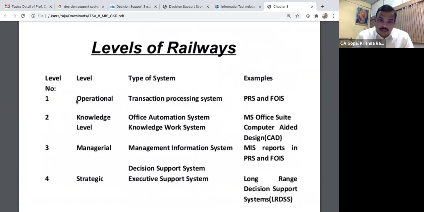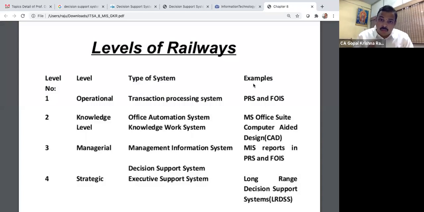Railways, operational level transaction processing system. Now the example is PRS. What is PRS? Passenger reservation system. Passenger reservation system is a transaction processing system. Okay, and you have PNR. What is PNR? Passenger number record. That is called PNR.